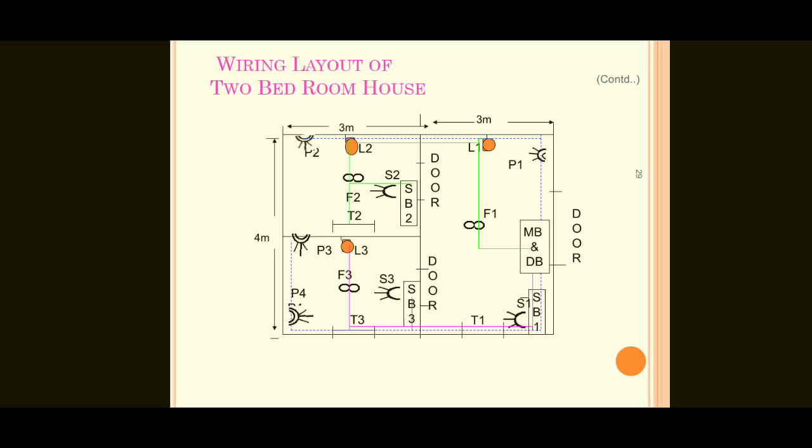So in each room, F2, T2, S2, L2, P2 for bedroom 2. Then in the other bedroom, L3, F3, P3, S3 and T3 are present.